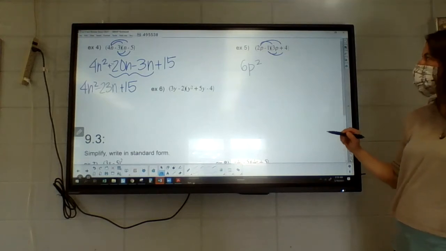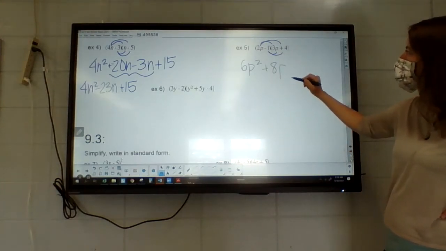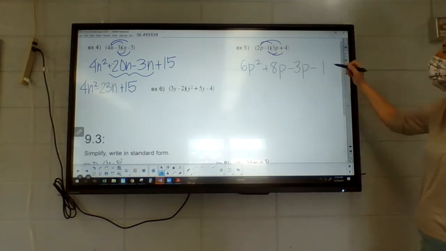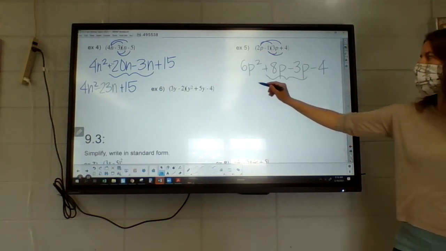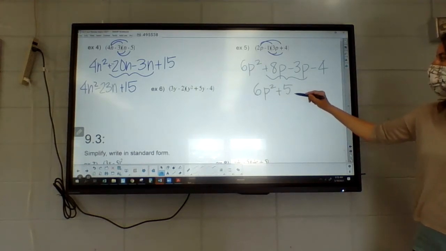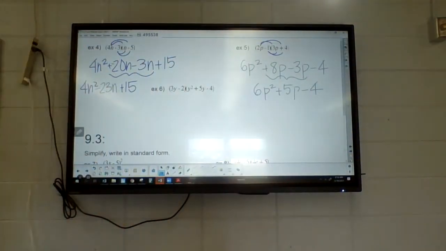So 2p times 3p, then I have a plus 8p, a minus 3p, and a minus 4. And then again, in those middle two terms, those are alike, so I can put those together.